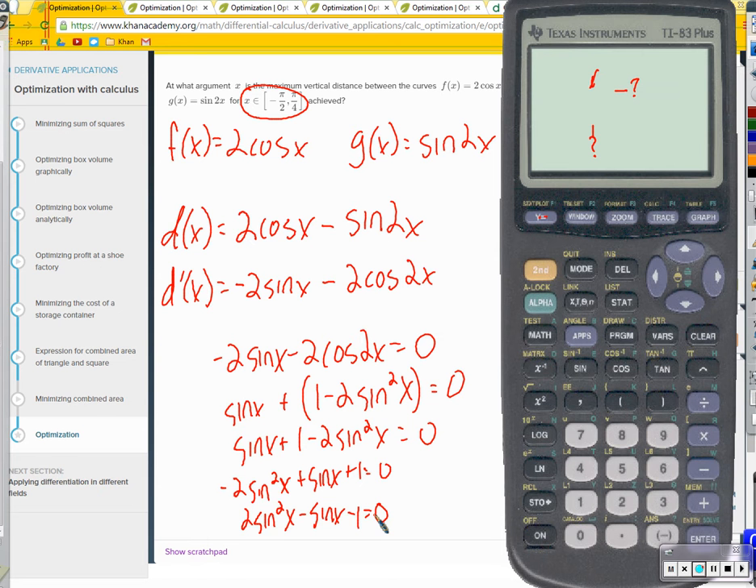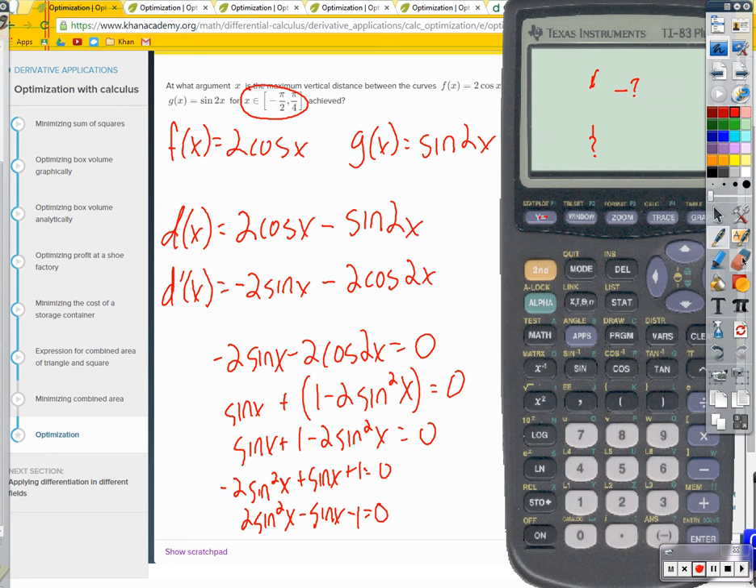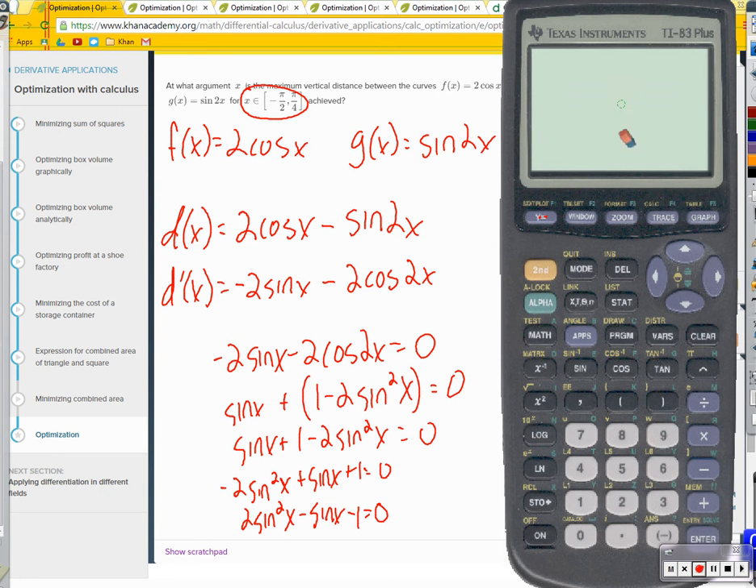Because I'm looking at, do you see how I'm viewing this as a quadratic? A quadratic that I want to factor. It's like 2x squared minus x minus 1. We factor it the exact same way. Let me help you out if you don't see that. Let's get this out of the way.